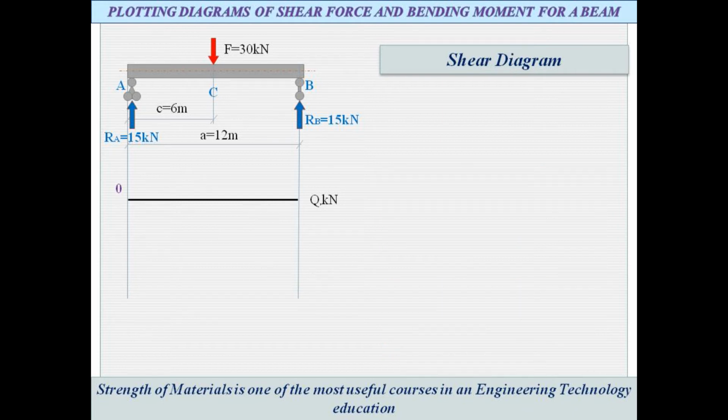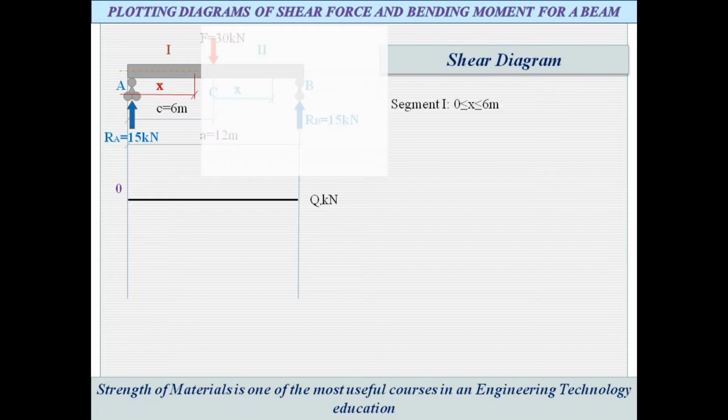Let's start by plotting the shear force diagram. Draw a horizontal construction line indicating zero shear load. Cut off the beam on the right side of point A as close as possible to point A. Therefore, we can see the shear force at point A is equal to the support reaction RA. Go up 15 kilonewtons at point A because RA is 15 kilonewtons upwards.